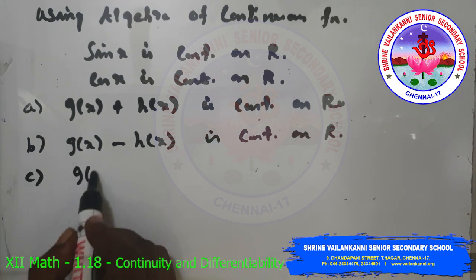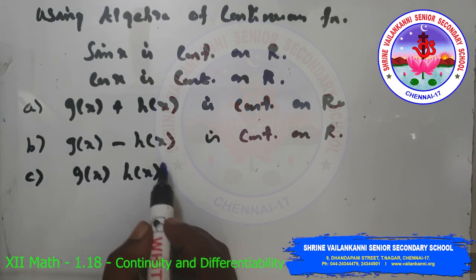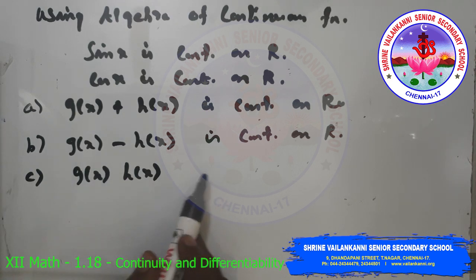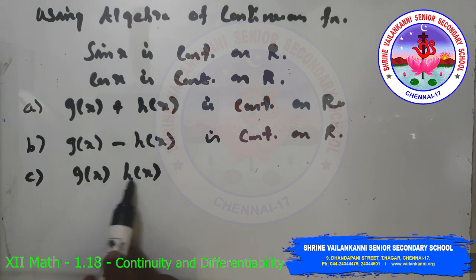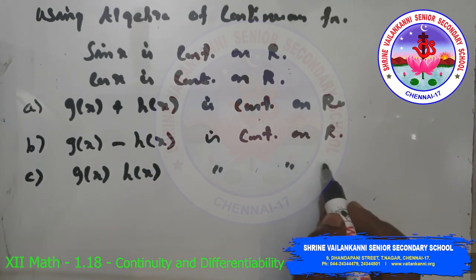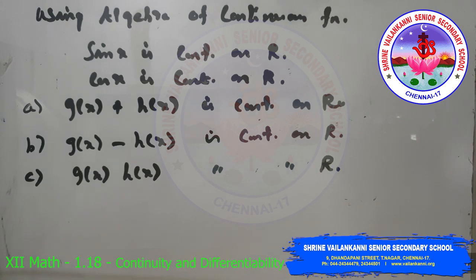Then third part, g of x into h of x. Since g of x sin x is continuous on R and h of x cos x is continuous on R, we can say g of x into h of x is continuous on real numbers R.